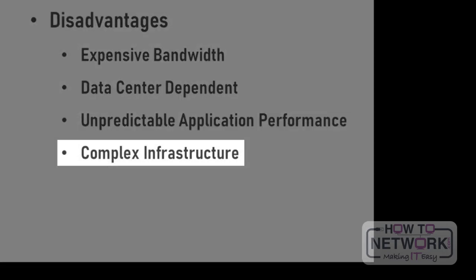Infrastructure is complex for traditional WAN. Traditional WAN includes a multitude of single-function devices and appliances connected via different WAN links. This infrastructure sprawl causes complexity of branch IT management.